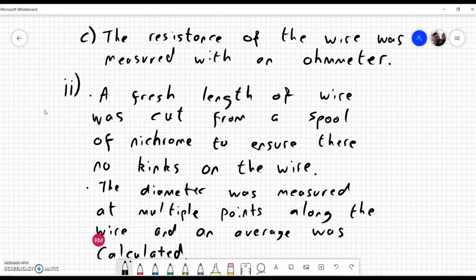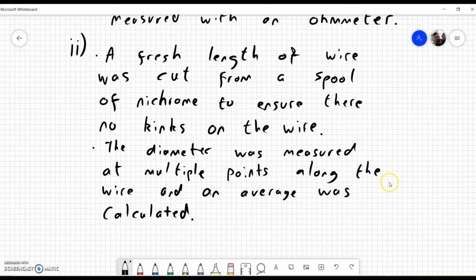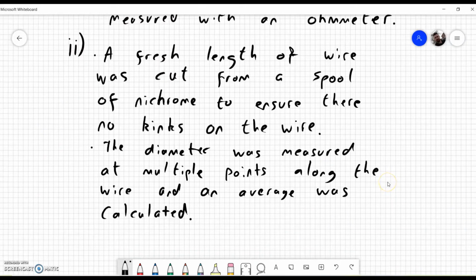Either of those two bullet points give you the full marks, and it's just 3 marks in this case. But again, when you see a question like that, you're better off writing down both reasons, because it's better practice to cut a fresh length of the nichrome wire from the spool that has been ordered to the lab, and it is better practice to take the diameter at multiple points and calculate the average.